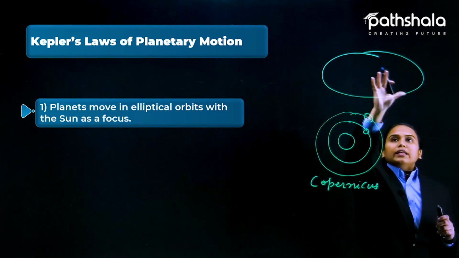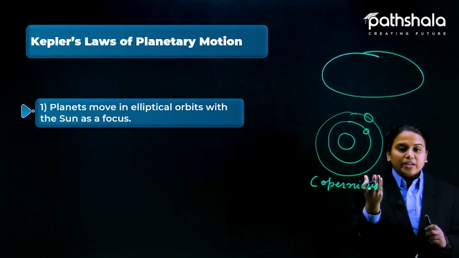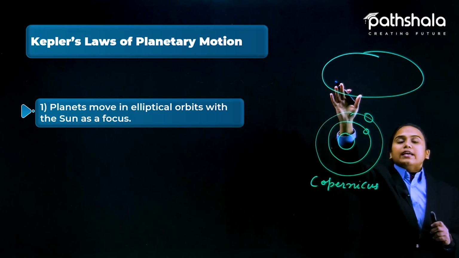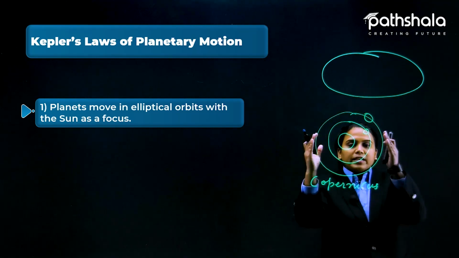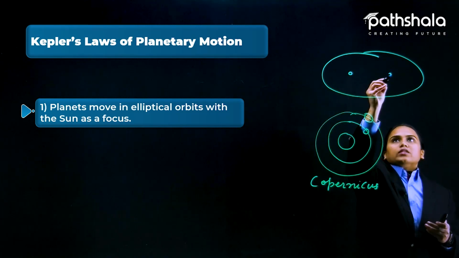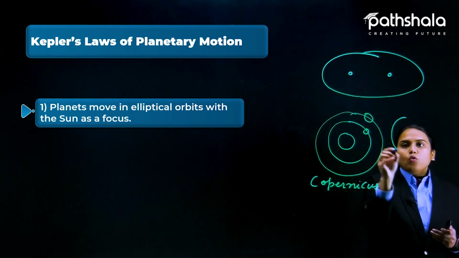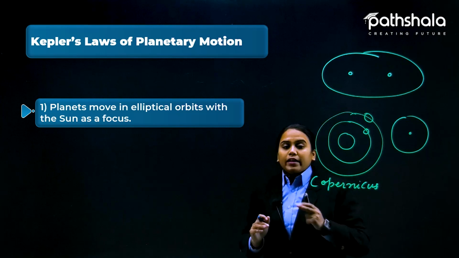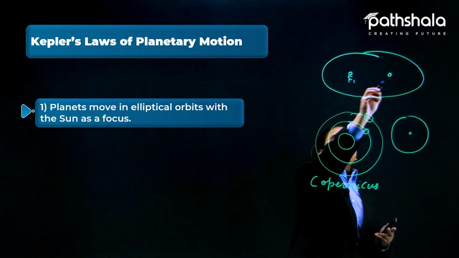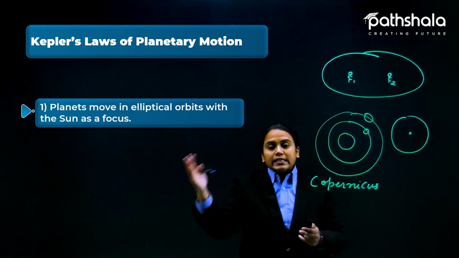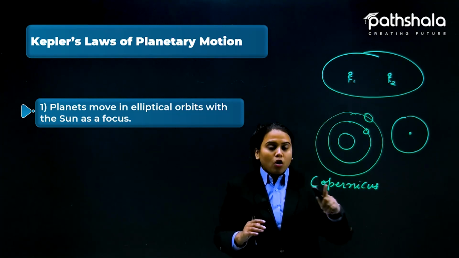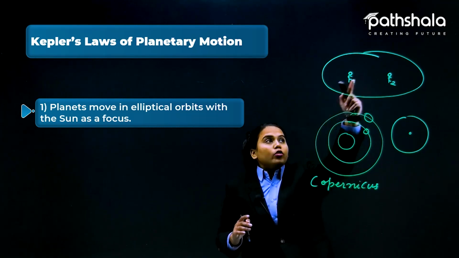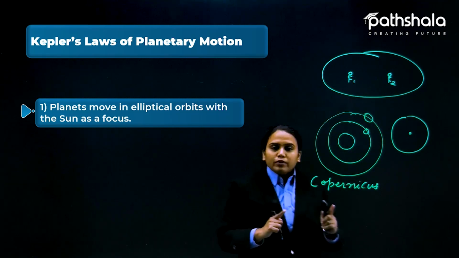Students, an elliptical path has a shape like an egg, an oval shape. In the same manner, it is like a circle, but somehow elongated, with two foci. In a circle we have only one center point, but an ellipse has two center points, focus 1 and focus 2. So he suggested that the shape of the orbit in which the planets move is not circular but elliptical, and on one of the two foci we have our sun.